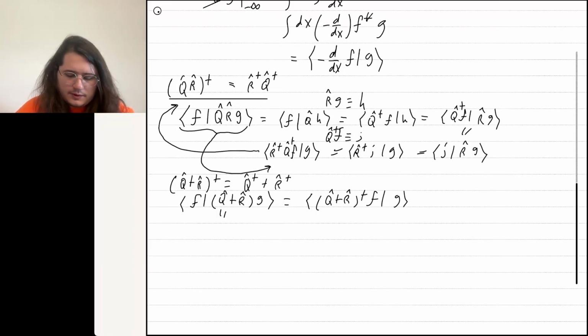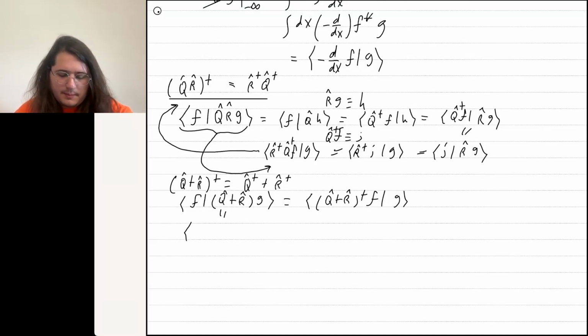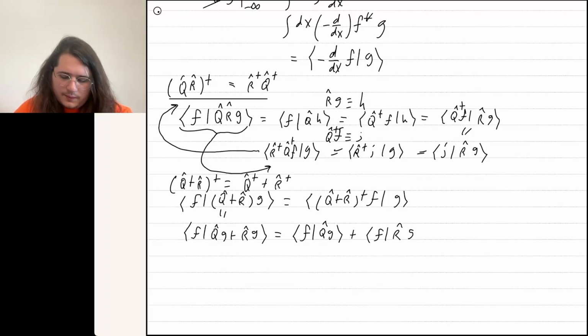But it's also equal to, if you just distribute the vector to be multiplied by both of the operators, the inner product of f with qg plus rg, right? Which means it's equal to, if we split the inner product up now, f with qg plus f with rg. And then using the definition of the Hermitian conjugate, this is now equal to q dagger f with g plus r dagger f with g.